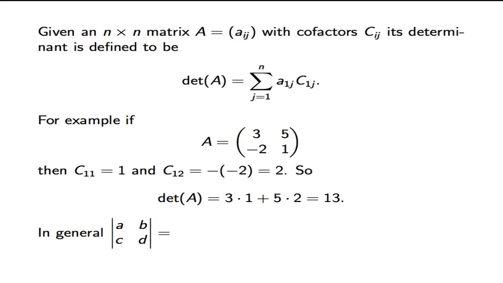C12 is minus the minor, which is M12. And for M12 we delete the first row, second column. So M12 is C, and C12 is minus C. So A12 times C12 is minus B times C. So the final answer is A times D minus B times C. And the way to remember it is this times this in the main diagonal, minus this times this.